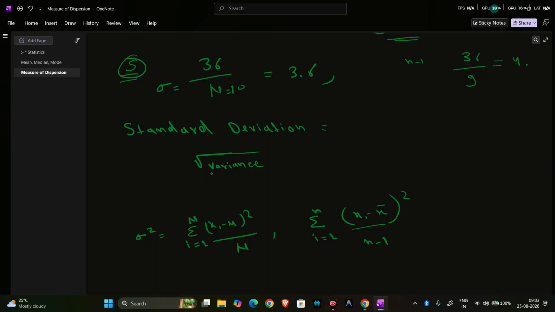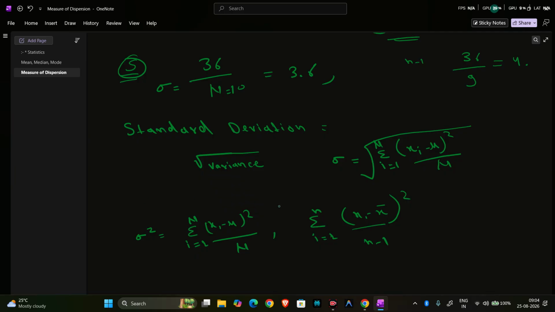So if we take the square root of this, what will we get? We get sigma equals the square root of summation i equals 1 to n, (xi minus mu) square divided by n. So this will be the standard deviation. It brings the measure of spread back into the same unit as the original data. Variance of marks is expressed in marks square, which isn't intuitive. Standard deviation gives the answer in plain marks.